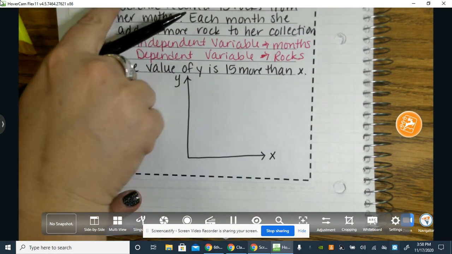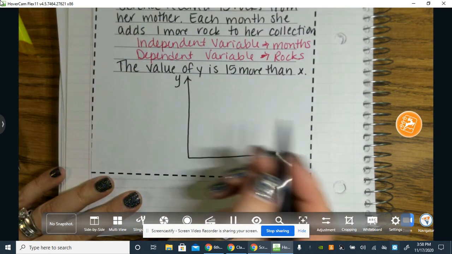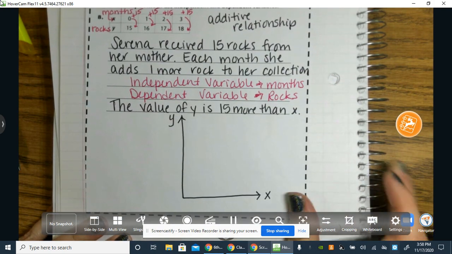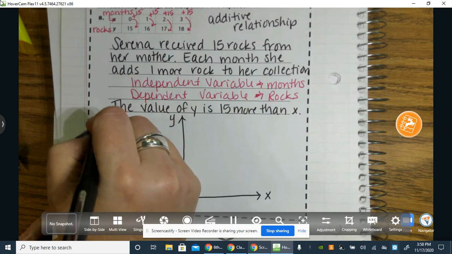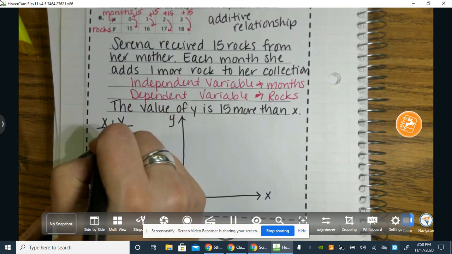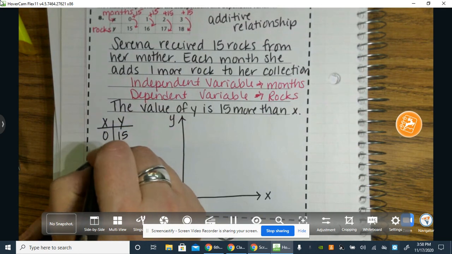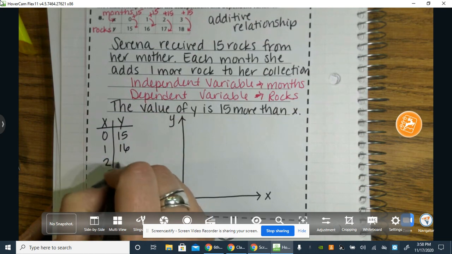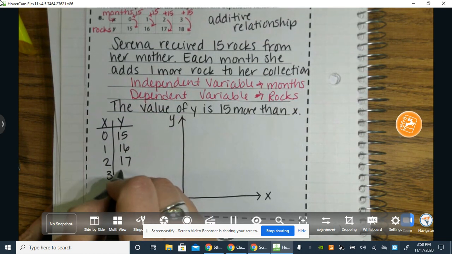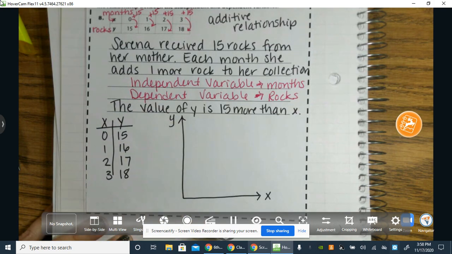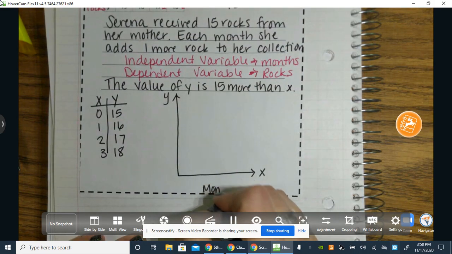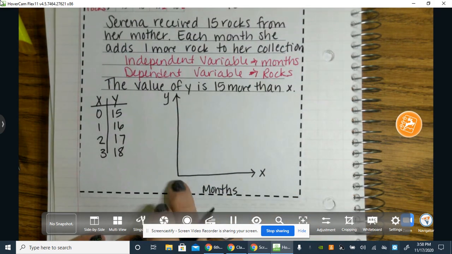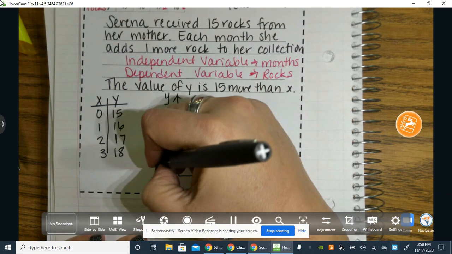Okay, well, looking here at the top, I'm looking at X and Y. All right, it was 0, 15, 1, 16, 2, 17, 3, 18. So these are my ordered pairs. So again, my X, which is down here, is my months. And my Y, which is here, is my rocks.